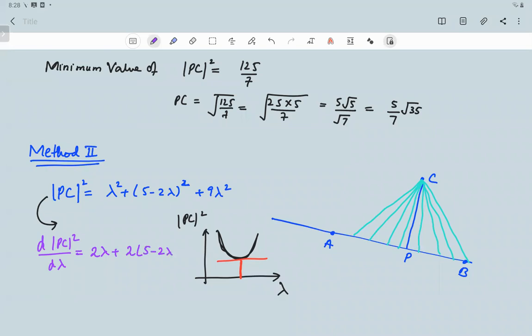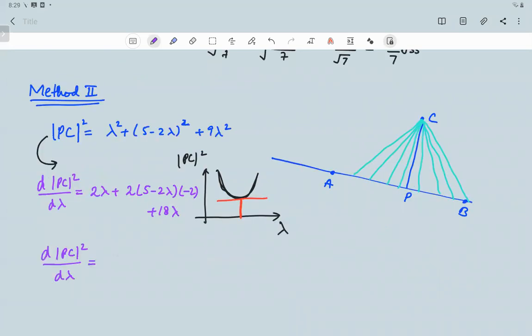We simplify this: equal to 2 lambda minus 20 plus 8 lambda plus 18 lambda, which is equal to 28 lambda minus 20. Putting it equal to 0, first of all, let's get it into its color.